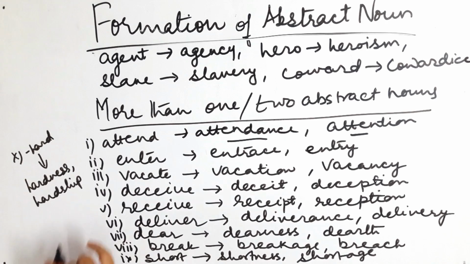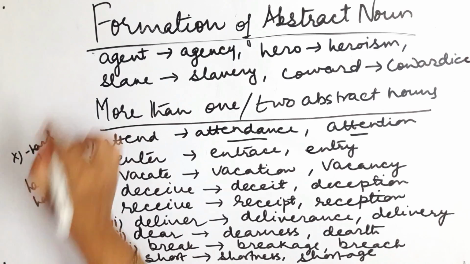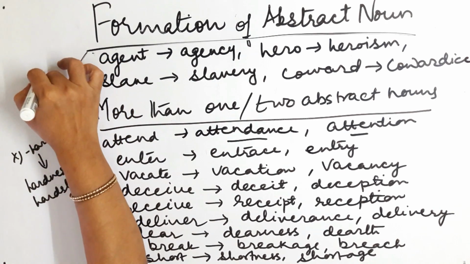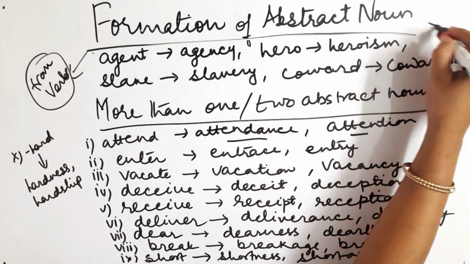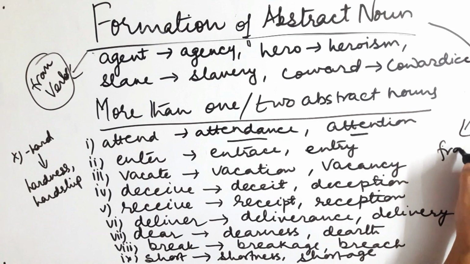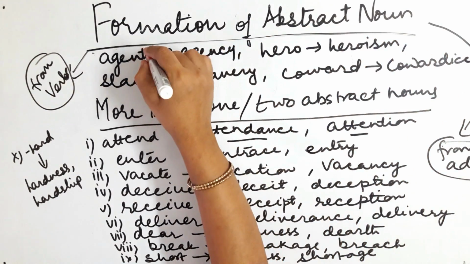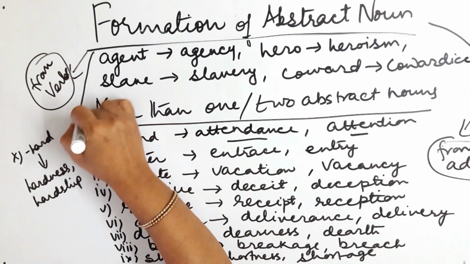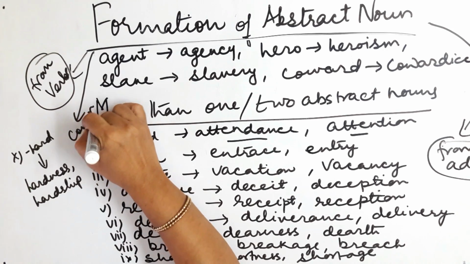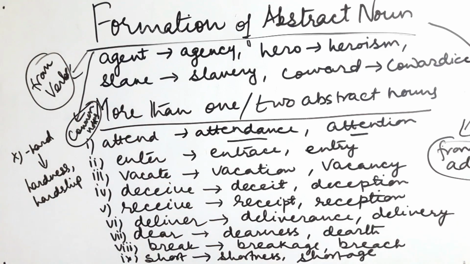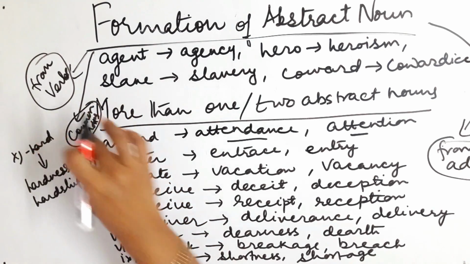Thus, we have seen how we can change all these words. It can be formation from verbs, formation from adjectives, it can be yet another formation from common nouns. We can see how abstract nouns can be made out of these three ways.